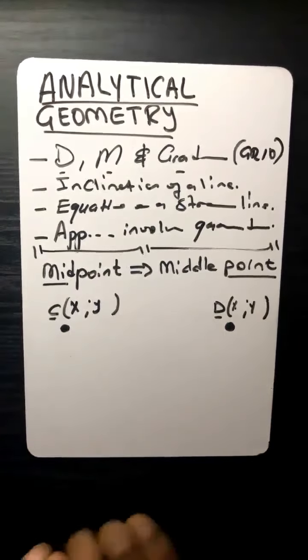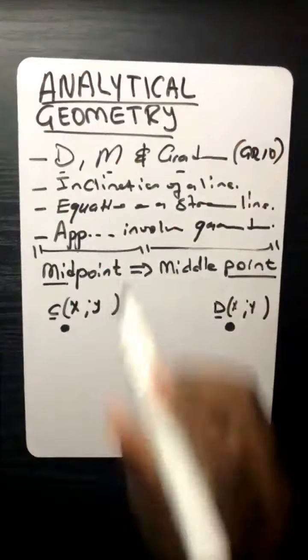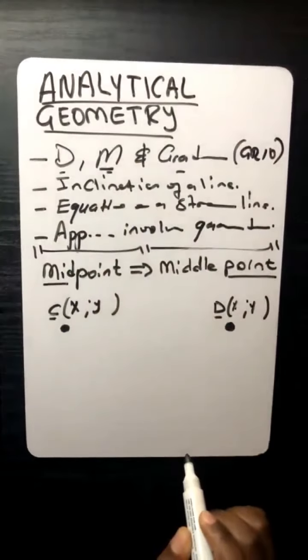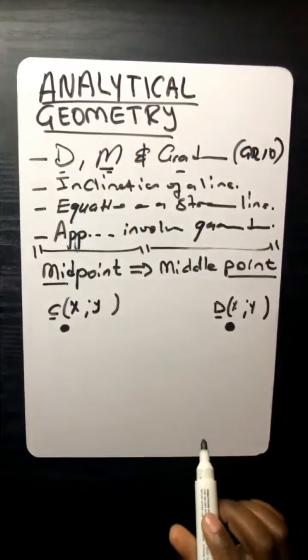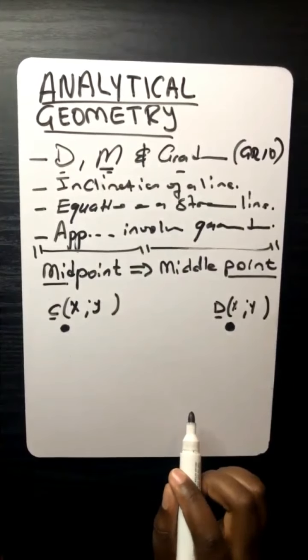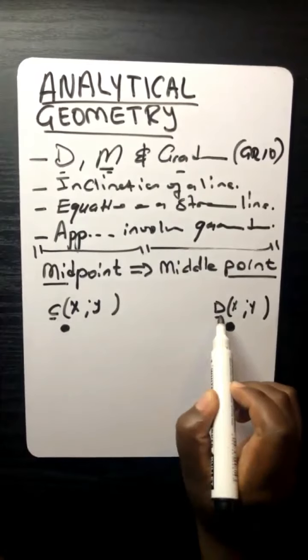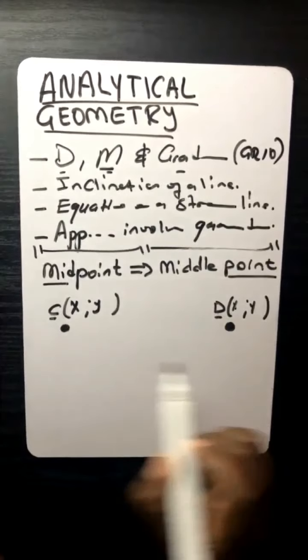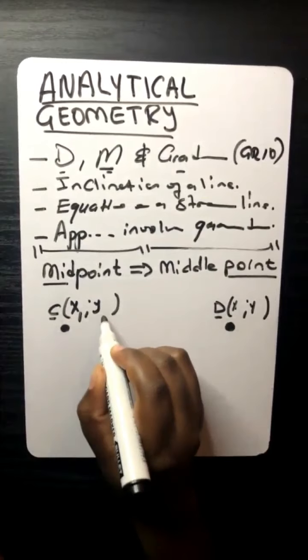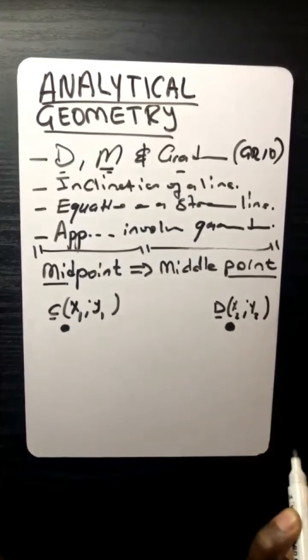So when we talk about the distance, we focus on 2 points. Good people, when we talk about the midpoint, we also talk about 2 points. The same approach applies. Which one is my x2? Which one is my x1? Which one is my y2? Which one is my y1? Between point C and point D, which one comes first? C comes first. Then these are going to be my x1, y1. This is going to be my x2 and y2.